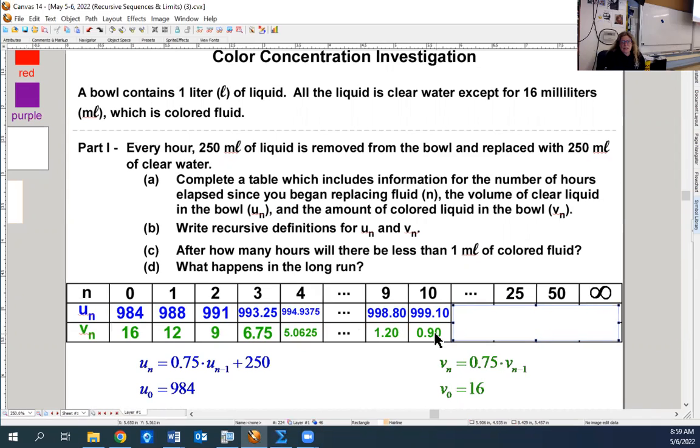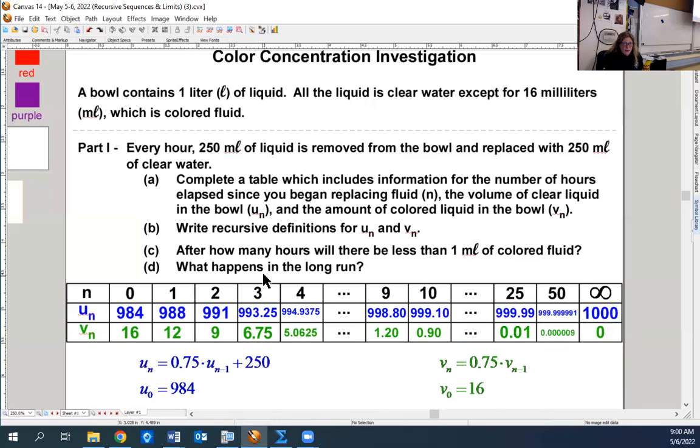You guys, what's going to happen in the long run? Just logically, what's going to happen in the long run? Yeah, because we keep replacing with clear liquid, we're eventually going to get so close to 0 on the colored and 1,000 on the clear. We're just going to say, all right already. Does that make sense, guys?